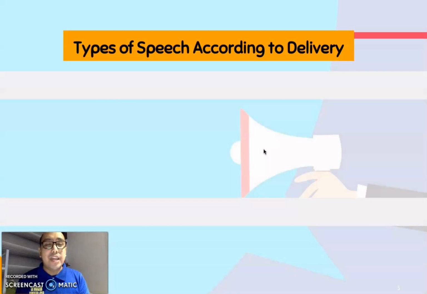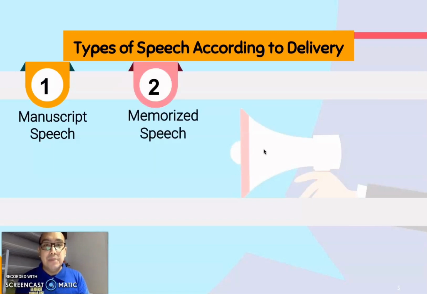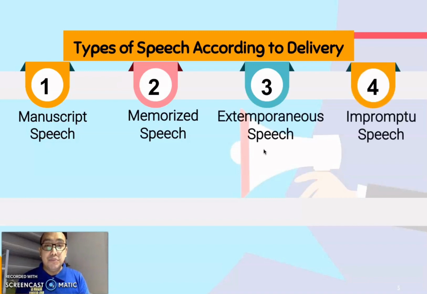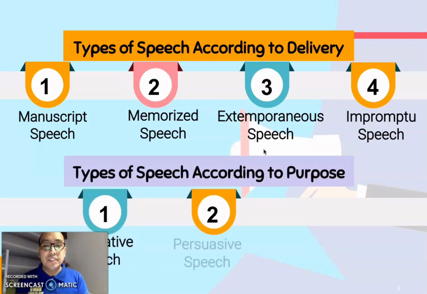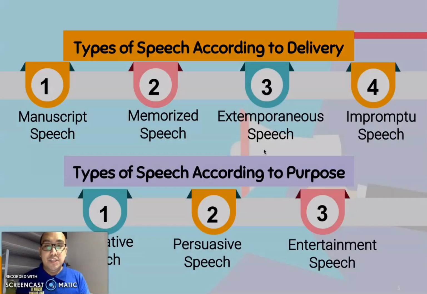Now, let us try to have an overview of our discussion for today. The different types of speech according to delivery: the manuscript speech, the memorized speech, the extemporaneous speech, and the impromptu speech. For the types of speech according to purpose, we have the informative speech, the persuasive speech, and the entertainment speech.